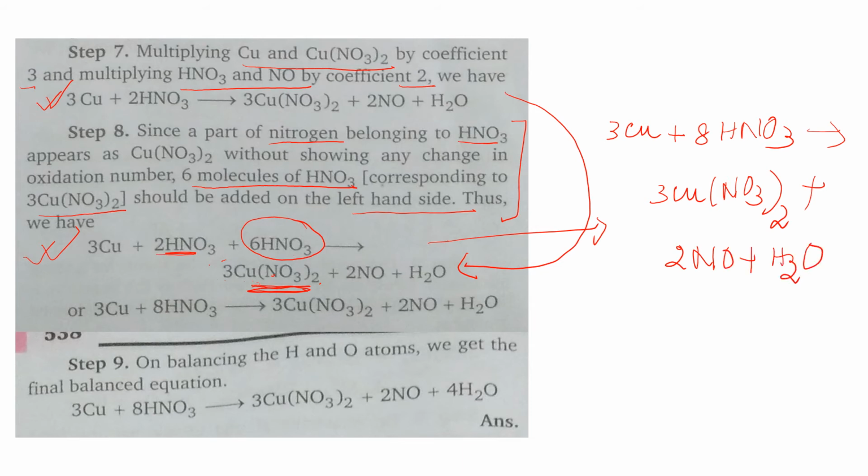Now you have balanced copper, nitrogen, everything. Now you have to balance hydrogen and oxygen. As you know, it is in acidic medium, the equation is proceeding in acidic medium. So on the oxygen deficient side you have to add H2O. Let me see how many oxygens are on the left hand side. 3 times 8 is 24, so 24 oxygen on the left hand side.